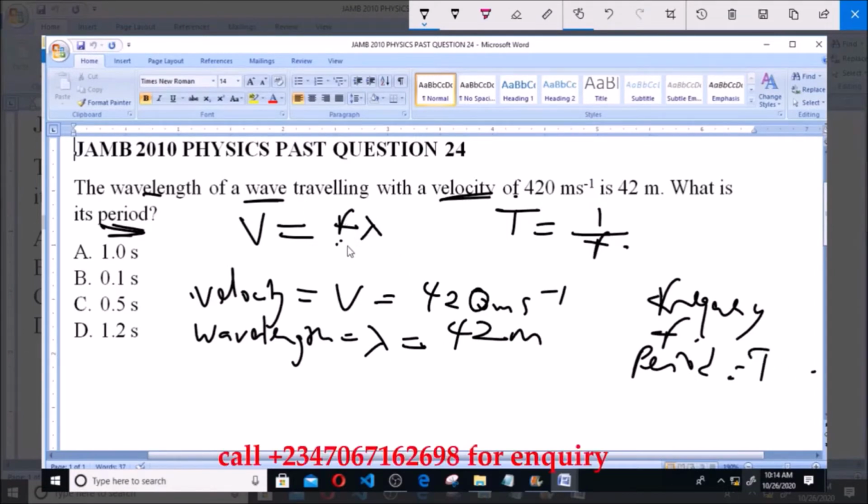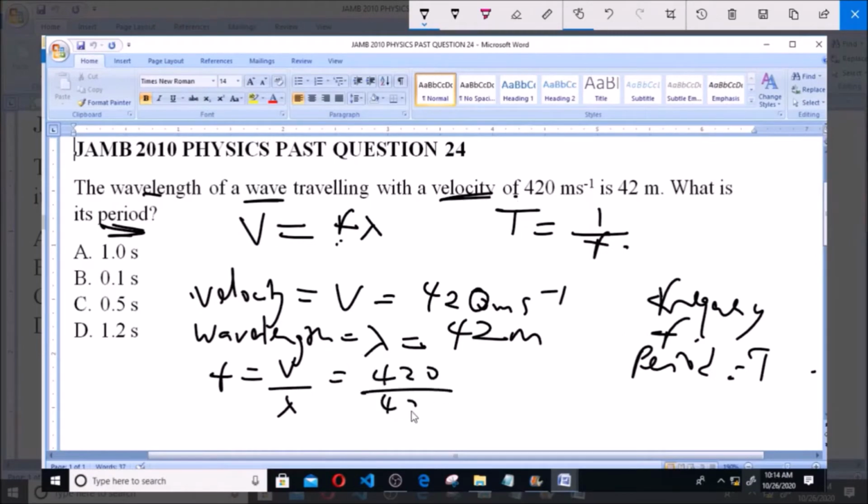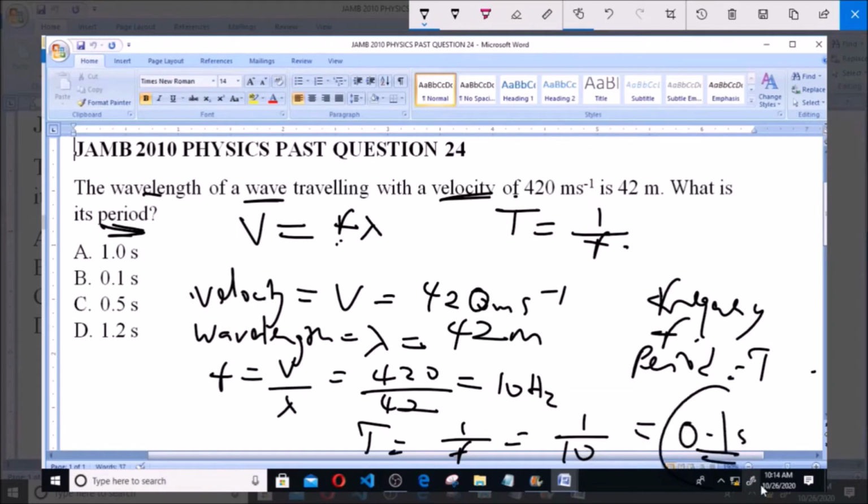Making F subject of formula here, F is equal to V over lambda. F is therefore equal to V, which is 420 over 42, and that is equal to 10 hertz. That is the frequency. Now, since we have gotten the frequency, let's get the period. Period T is equal to 1 over F. That is 1 over 10, which is equal to 0.1 seconds. So the period is equal to 0.1 seconds. 0.1 seconds is option B, which is the correct answer to this question.